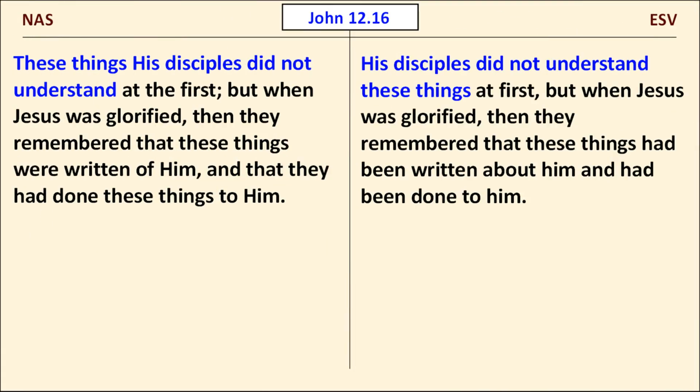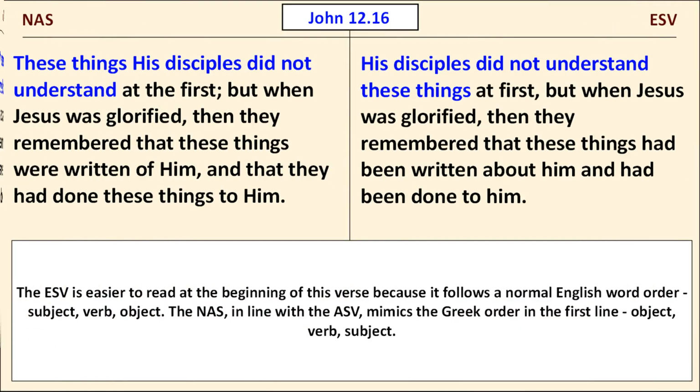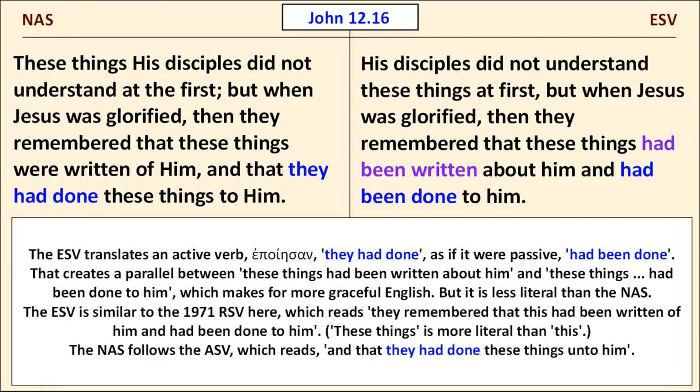Our fourth example comes from John's Gospel, the 12th chapter, the 16th verse. I note in passing that the ESV is easier to read in the first line because it follows the normal English word order of subject, verb, object. The NAS, in line with the ASV, mimics the Greek word order of object, verb, subject. The ESV is somewhat non-literal in the way it translates the Greek verb epoiesan, "they had done," as if it were passive, "had been done."